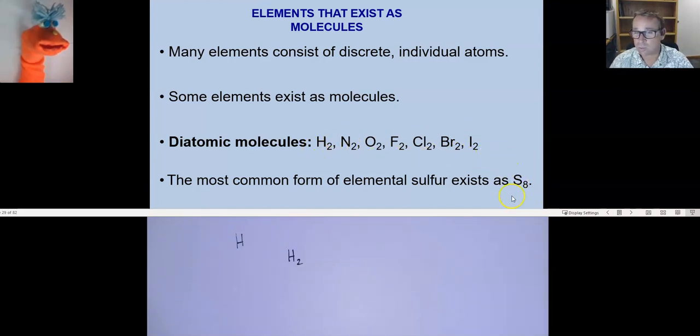There's also sulfur. Sulfur sometimes exists as not a diatomic, but an octatomic, a structure of 8 atoms elementally, meaning it's still just sulfur, it's all sulfur, but it comes in different sets.